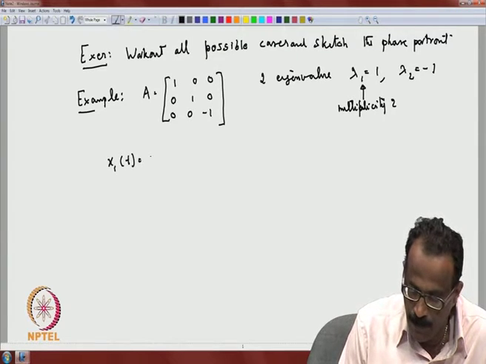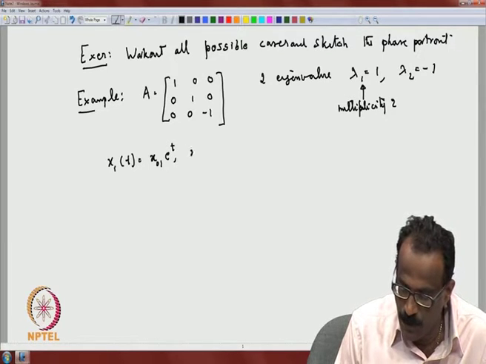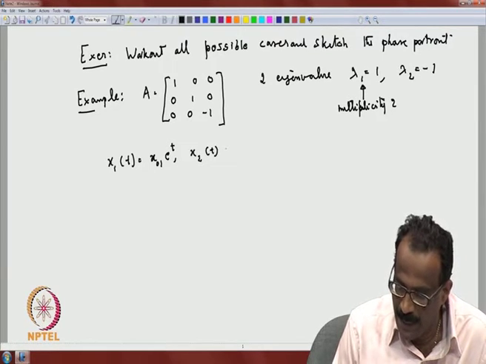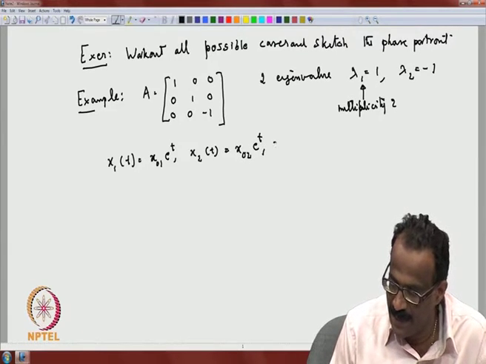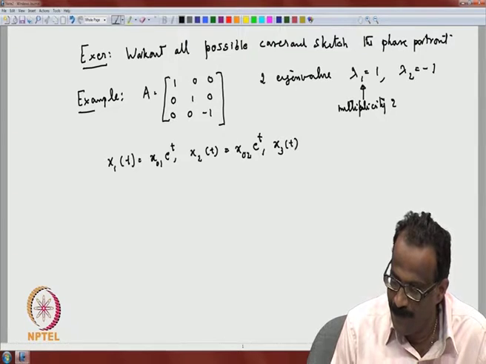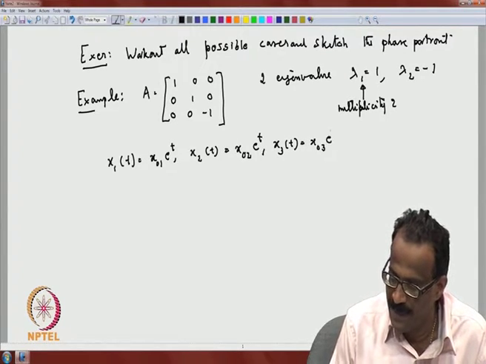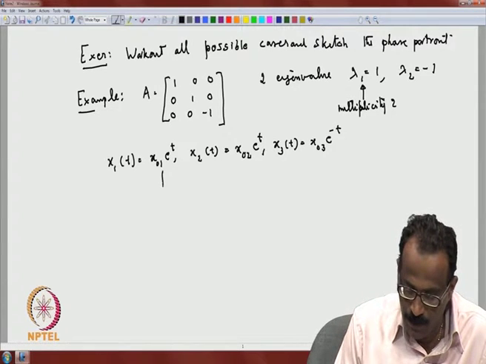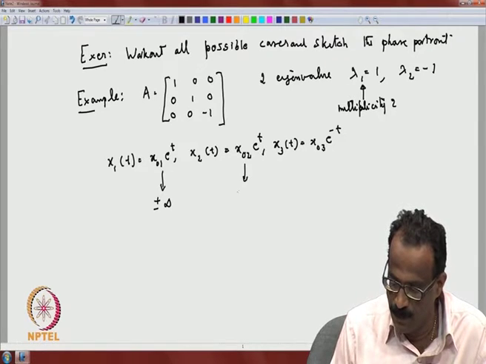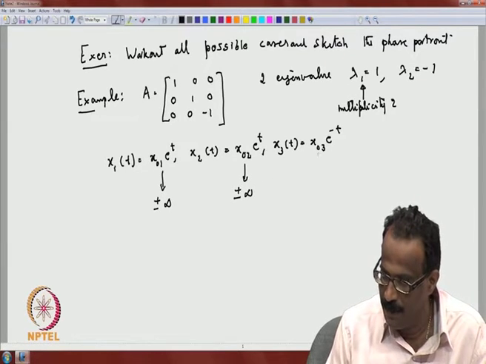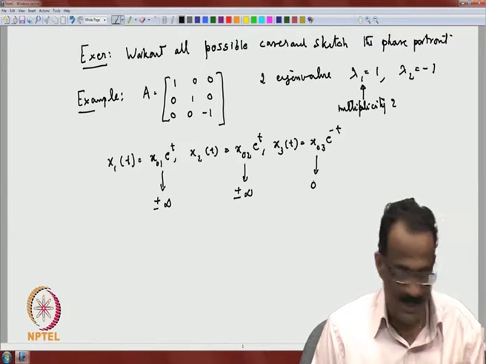x1(t) is equal to x01 e power t, x2(t) is equal to x02 e power t, and x3(t) is equal to x03 e power minus t. You see, the first two go to plus or minus infinity as t tends to infinity, but the third goes to the origin 0. So, how does it look?